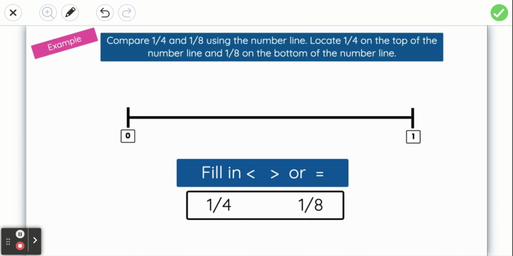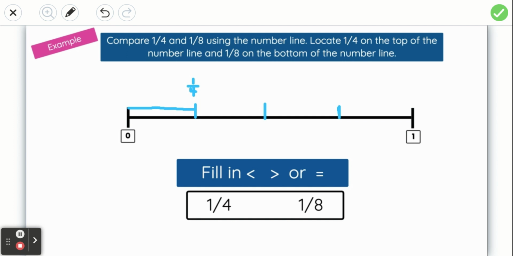We know that half on this number line is about right there. So if I divided this into fourths, there we have 4 equal parts on the top. And this is where 1/4 would be. We can see that from 0 to this point on the number line is 1/4.